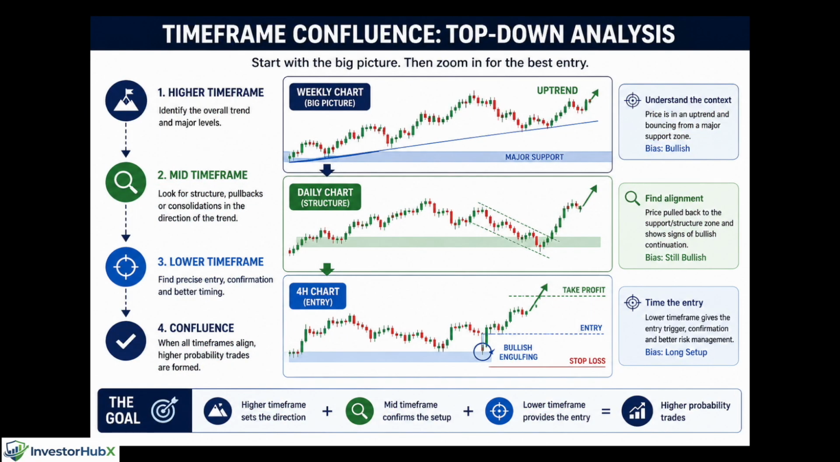Timeframe Confluence works by combining multiple timeframes together. Traders usually begin with the higher timeframe to understand the bigger picture, such as the overall trend and major support or resistance levels. After that, they move down to lower timeframes to look for better trade entries and confirmations. This process is called top-down analysis. In simple terms, start with the big picture first, then zoom into the smaller details.